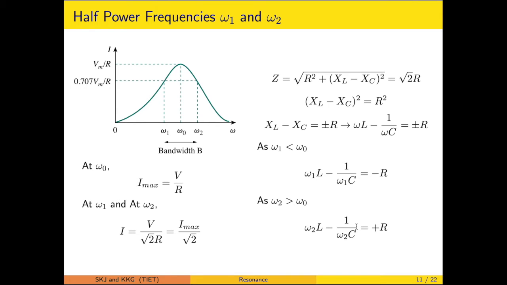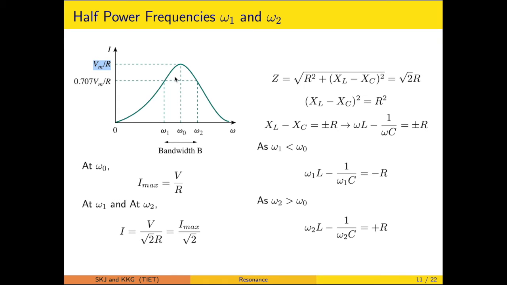Now as mentioned, at resonance the current is maximum, and that current will be nothing but decided by Vm upon R. Here Vm, let's say, is the peak value.